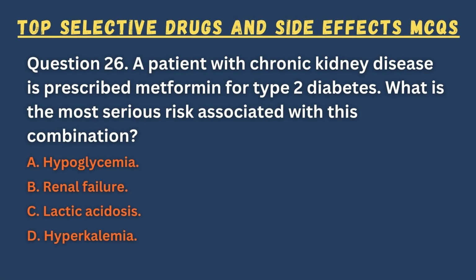Question 26. A patient with chronic kidney disease is prescribed metformin for type 2 diabetes. What is the most serious risk associated with this combination? A. Hypoglycemia. B. Renal failure. C. Lactic acidosis. D. Hyperkalemia.